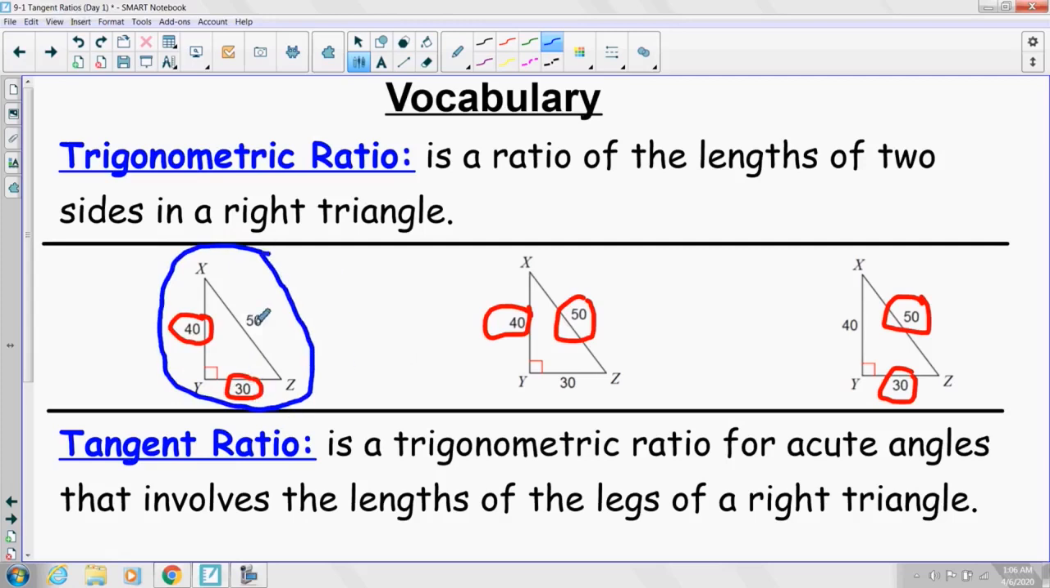Notice there's the longer side and the two shorter legs, right? The two shorter legs. So those are the ones that we're going to focus on. They have specific names, and we'll discuss that on the next slide. So first of all, the tangent ratio is a trigonometric ratio for acute angles that involves the lengths of the legs of a right triangle. And like I said earlier, we just need two sides to create the tangent ratio.